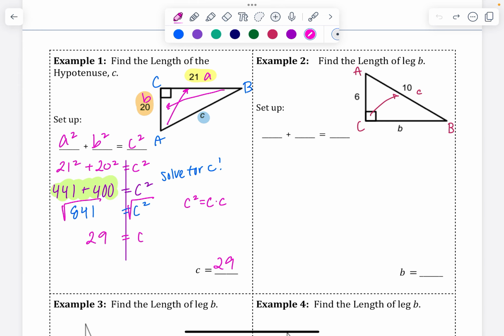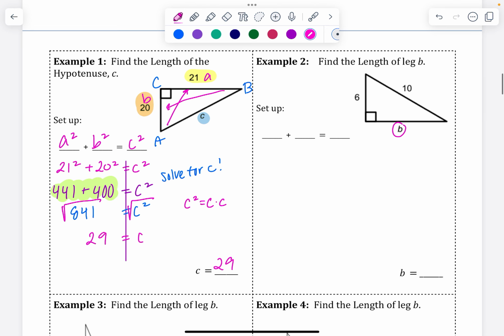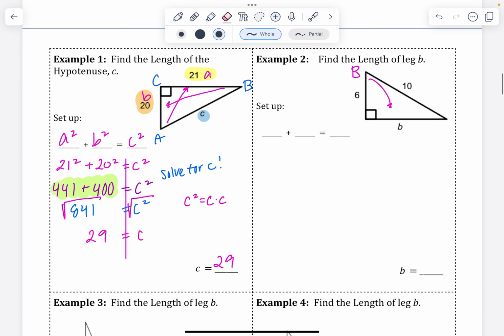Ooh, you know what? Scratch that, sorry guys. Okay, here's little b. So across from B, that is going to be angle B. So here's C and here's A. Across from A is side A, and across from angle C is hypotenuse C.